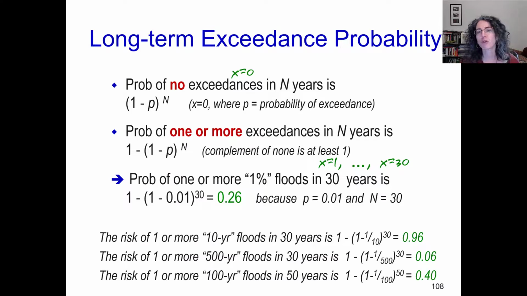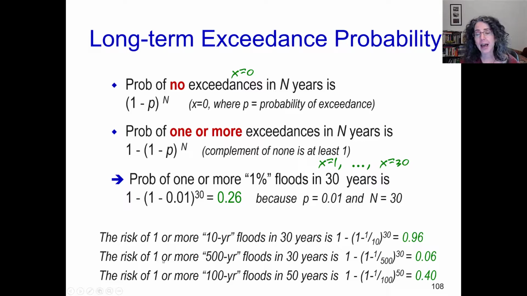The risk of 1 or more 10-year floods or 10% chance exceedance floods in 30 years is 96%. Now, if you consider that the 10-year flood is one that should be equaled or exceeded on average every 10 years, then actually the chance of going 30 years without seeing one is pretty small. So the chance of not seeing one is only 4%, and that makes sense.